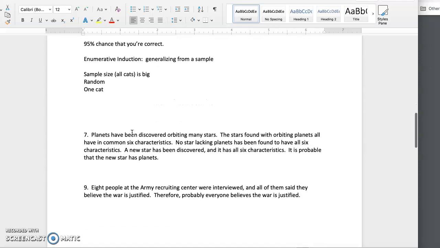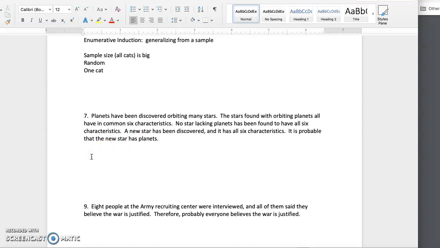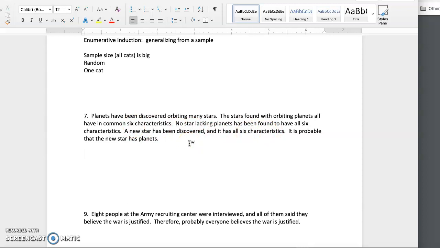All right. So that brings us to number 7. Planets have been discovered orbiting many stars. The stars found with orbiting planets all have in common 6 characteristics. No star lacking planets has been found to have all 6. A new star has been discovered. It has all 6. It is probable that the new star has planets.